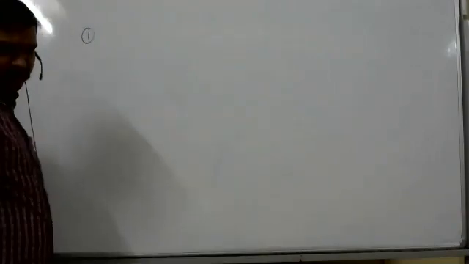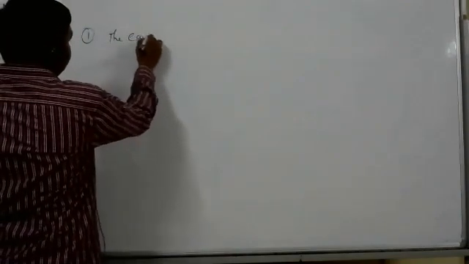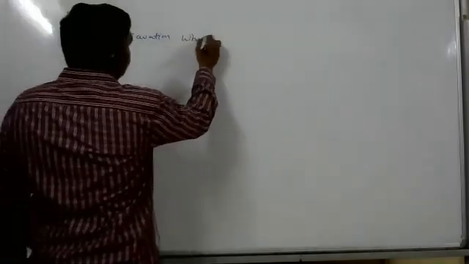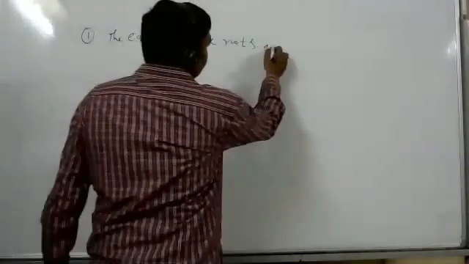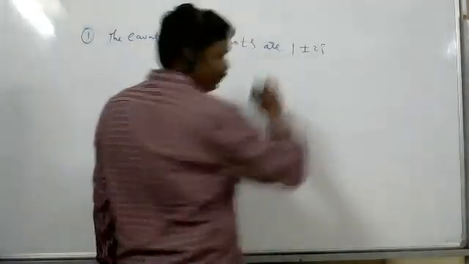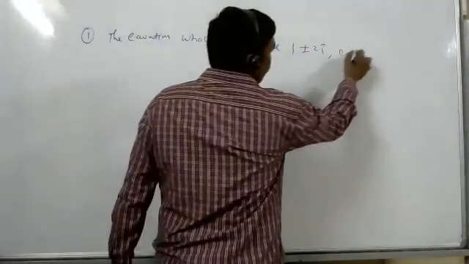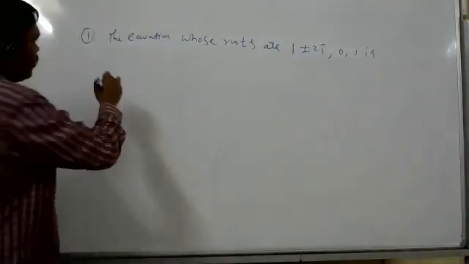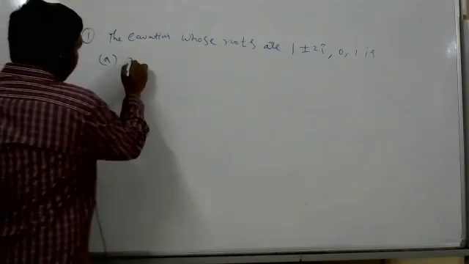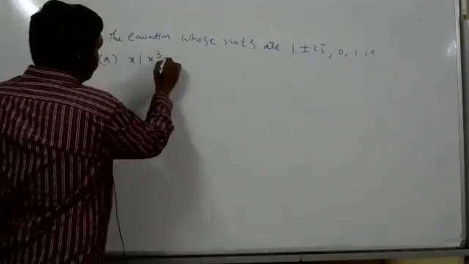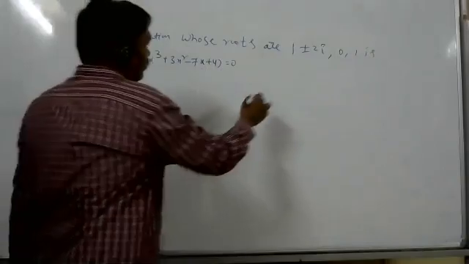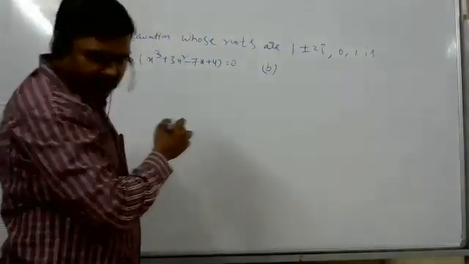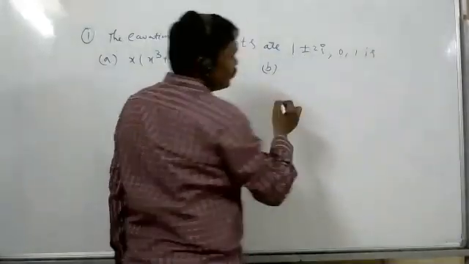The equation whose roots are 1 plus or minus 2i and 0 and 1 is: option A, x into x cube plus 3x square minus 7x plus 4 is equal to 0. Option B, 1 plus or minus 2i.